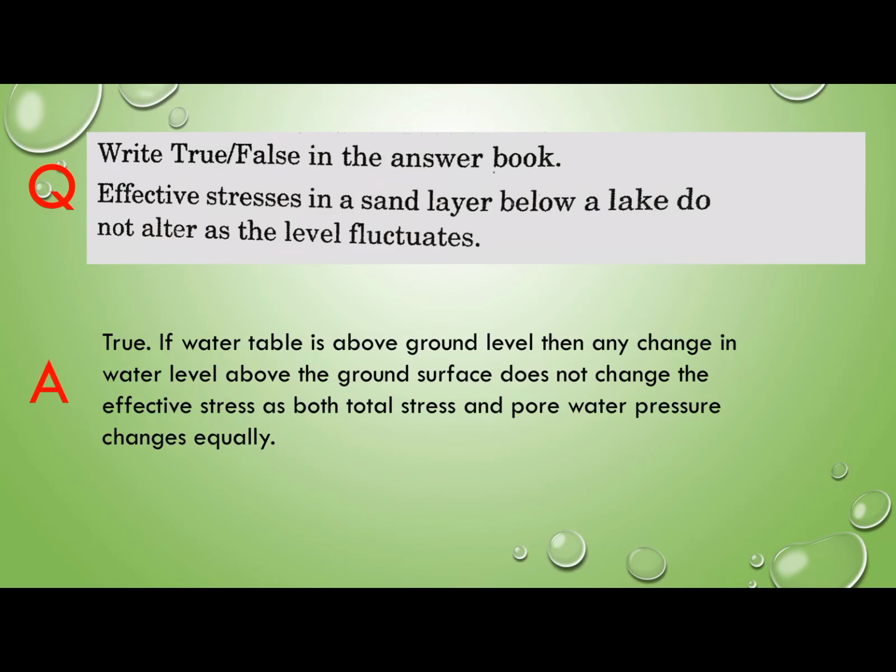Why? Both total stress as well as pore water pressure change equally. So we know the effective stress equation. Effective stress is what? Total stress minus pore water pressure, right? Pore water pressure subtracted from the total stress. So this total stress and pore water pressure will change equally when the water table is above ground level. So any change in water level above the ground surface does not change the effective stress. Why? Because total stress and pore water pressure change equally.